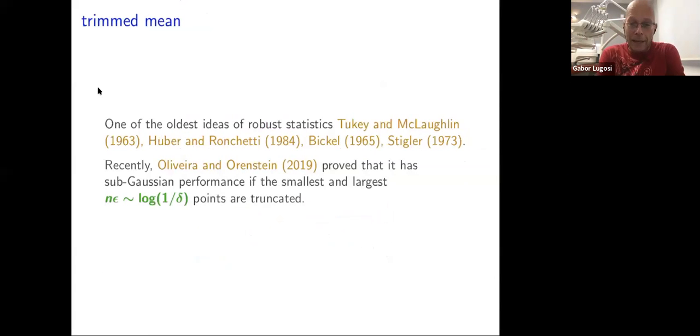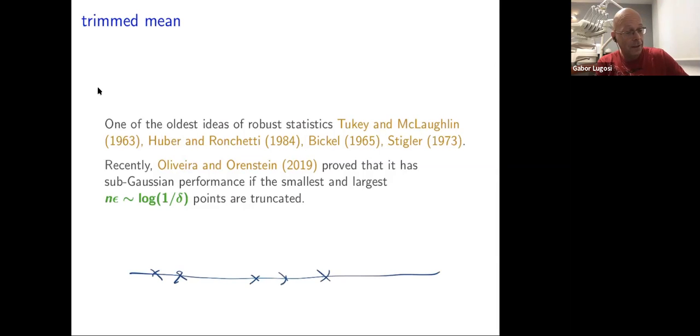Now, still in one dimension, I'm going to mention another estimator, which is equally or even more natural than the median of means estimator. This is the trimmed mean estimator. It goes way back to the classical era of robust statistics, and it is what every naive practitioner would do.